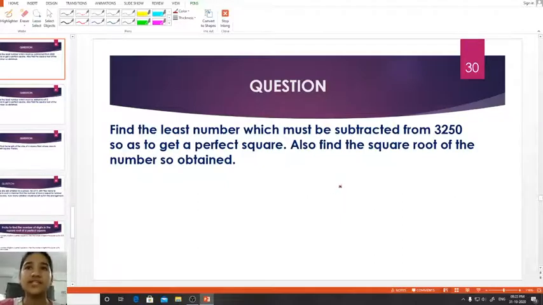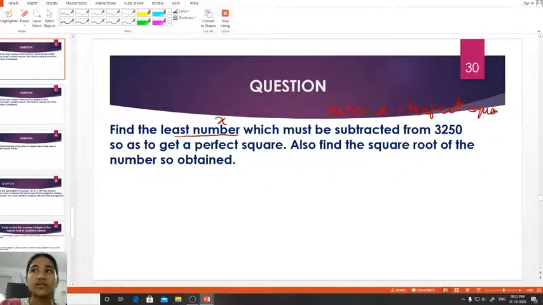The first question says, find the least number which must be subtracted from 3050 so as to get a perfect square. Also find the square root of the number so obtained. So the question means that we have to find the least number. That least number can be a whole number, natural number, any number, which must be subtracted from 3050. That means if that number is considered to be x, we have to subtract it, 3050 minus x, to get a perfect square.